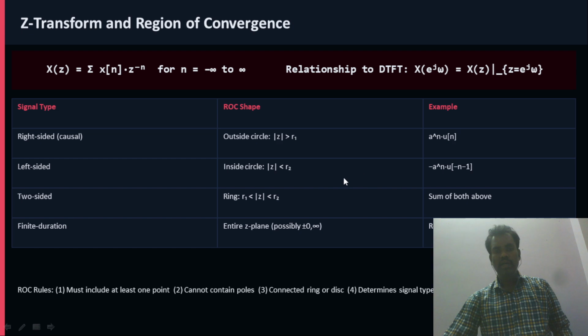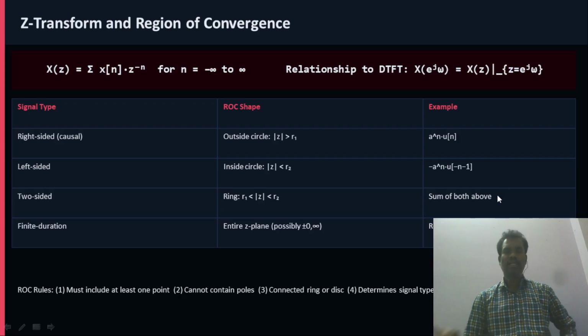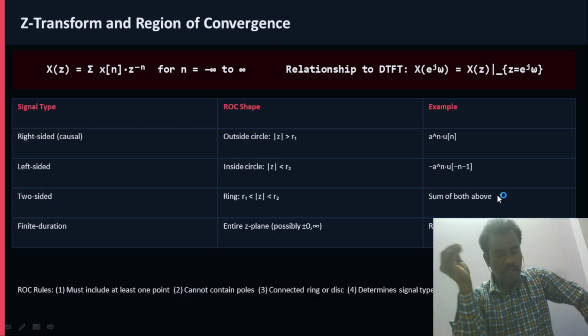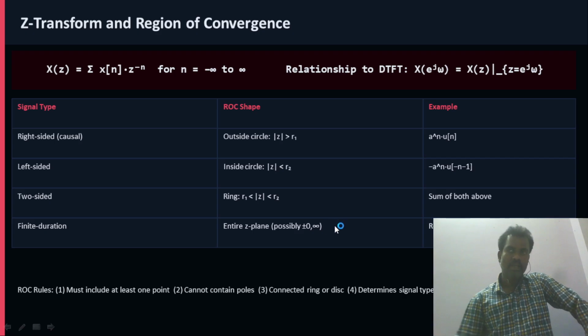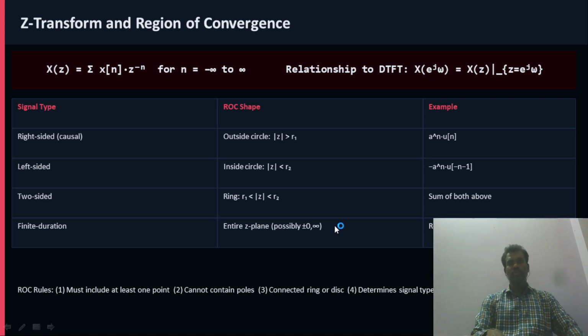Because of the formula x of n times Z power minus n. When it is right-sided, n is positive, giving Z power minus 1, minus 2, minus 3 and so on. When Z is equal to 0, Z power minus n means 1 by Z power n, and 1 by 0 is infinite. If it is a purely left-sided finite duration sequence, it is possible to find the Z transform for all values of Z except Z equal to infinity, because we will get all the positive powers of Z.